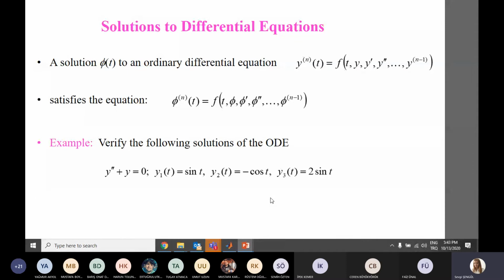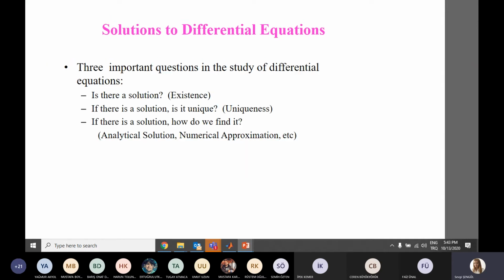You can try for y3. Take the second derivative, put it in here, and y'' plus y3 should be equal to 0, and you will see that this is also a solution of this differential equation. So you can have different solutions for different initial conditions. That's why, once we have a differential equation, our important question is whether there is a solution. If there is a solution, is it unique? Or do we have an analytic solution or a numerical solution? These are the three concepts we are working on for differential equations in general.